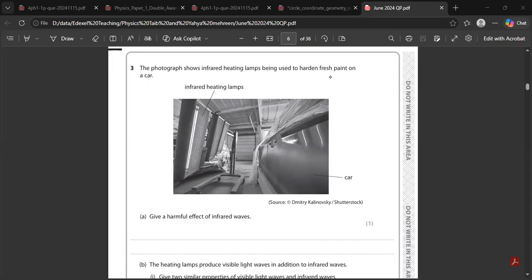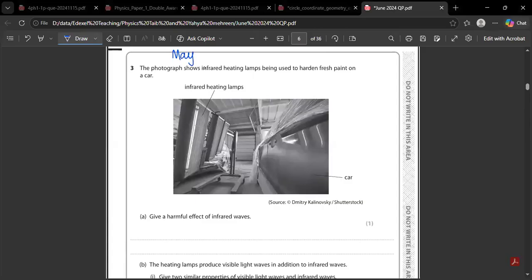All right. So we are doing paper 2, May 2024. The photograph shows infrared heating lamps being used to harden fresh paint on the car. Give a harmful effect of infrared waves. Yes, what could be the harmful effect of infrared waves? Yeah, Marin, it can cause skin burns. The skin burn. Okay.